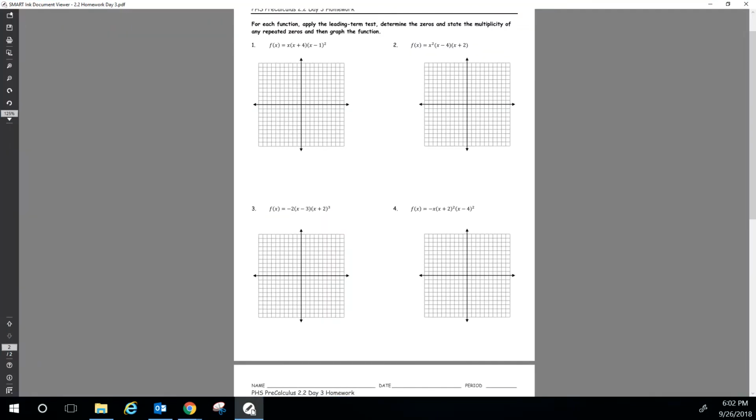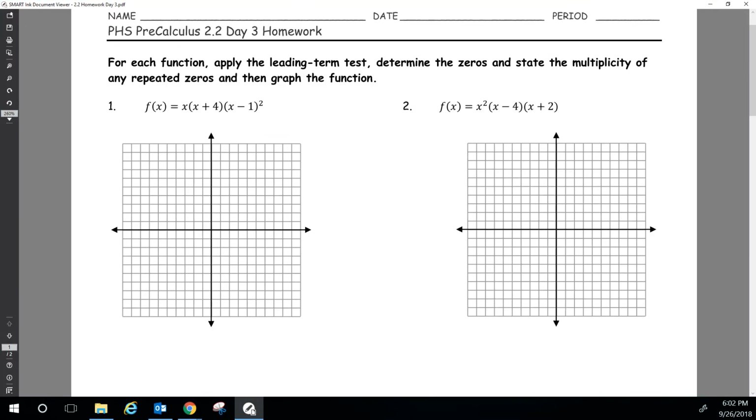Here, section 2.2, day 3 homework. And we are now graphing these guys. We're going to use our leading term test, the zeros, and the multiplicity to decide whether it bounces or crosses.